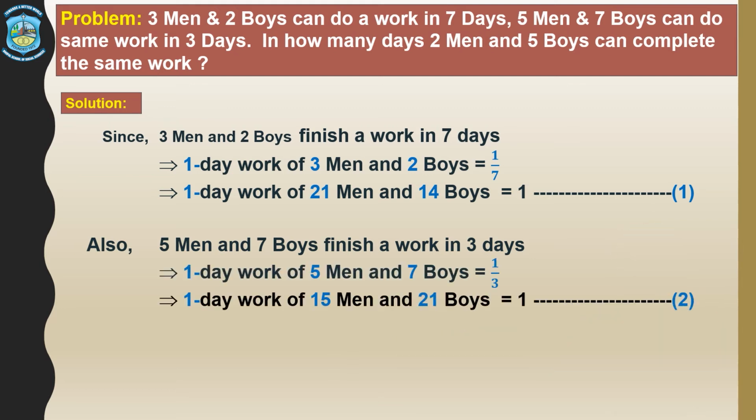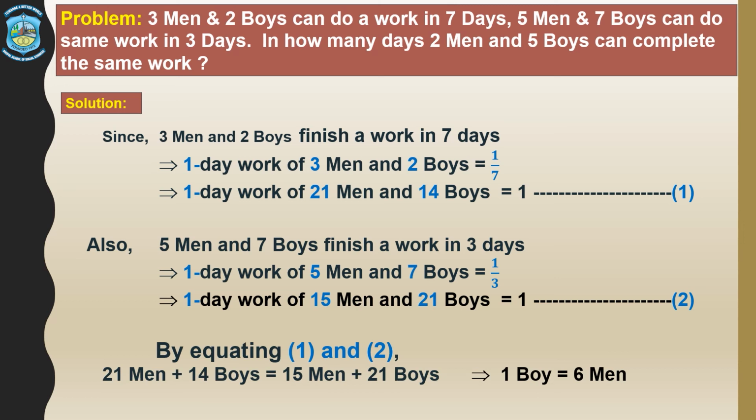That means 1 day work of 5 men and 7 boys is equal to 1 by 3. That means 1 day work of 15 men and 21 boys is 1. Let us put it equation number 2. Since they both equal to 1, I can equate them together. On equating equation number 1 and 2, we have 21 men plus 14 boys is equal to 15 men plus 21 boys. That means 1 boy is equal to 6 men in terms of work done.